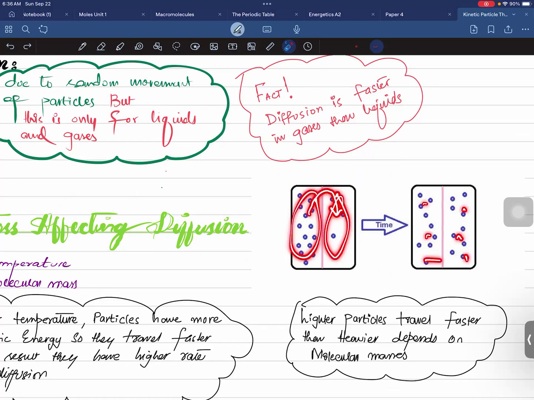As you can see over here, the particles have moved from the higher concentration to the lower concentration, which means from left to right.